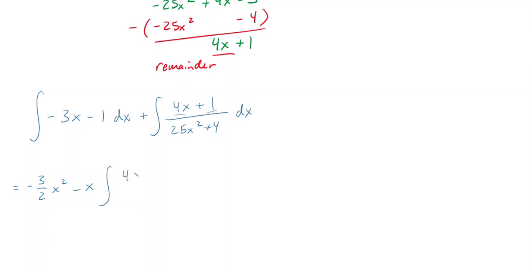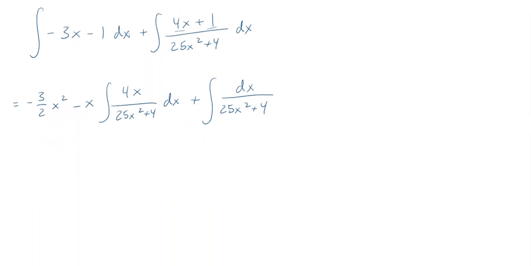So I'll have a 4x over 25x squared plus 4, plus 1 dx over 25x squared plus 4. Believe it or not, both of these can be integrated using substitution. So with the first one, I'll do a u substitution where u is going to equal the whole denominator, 25x squared plus 4. And that would make du equal to 50x dx.